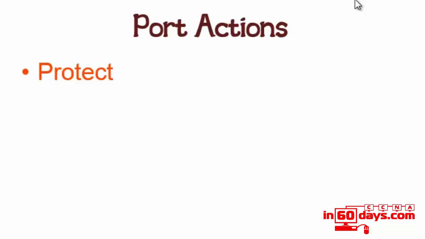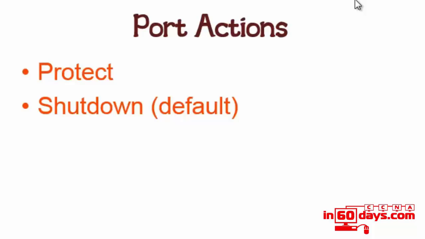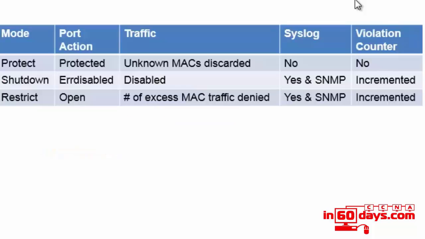When it detects a violation, a port can do a few things. It can go into protect mode, shutdown mode, which is the default. You don't need to configure anything if you just want it to be in shutdown mode, or restrict. Now you do need to know what each one does, what happens to traffic when there's a violation, and if there's a syslog message sent and an SNMP trap. So make sure you're familiar with all of the outputs and options in this particular table, because you could well be tested on this in the exam.